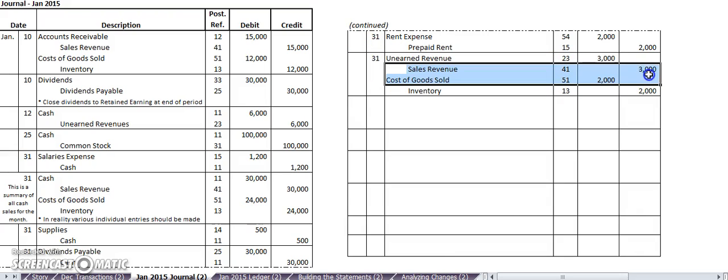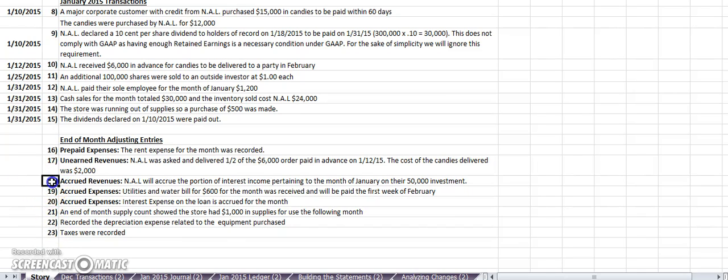Here we have the effect on the balance sheet. The effect is going to be net income of $1,000: revenue of $3,000, cost of goods sold of $2,000. You reduce your unearned revenue by $3,000 and you reduce your inventory by $2,000. Okay, so the next entry, accrued revenues. NLA will accrue the portion of interest income pertaining to the month of January for their $50,000 investment.